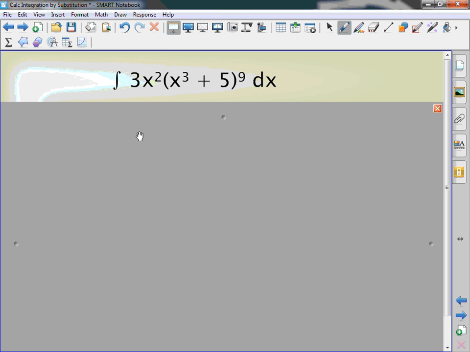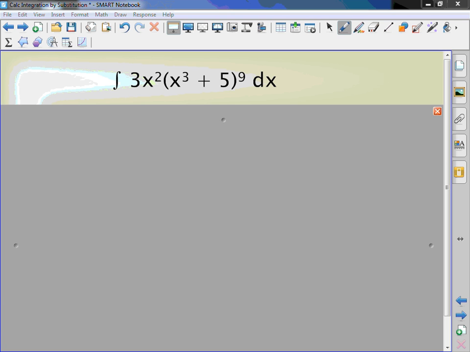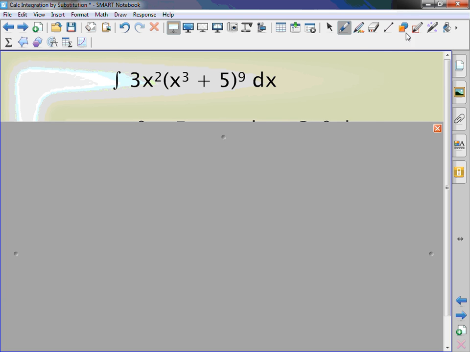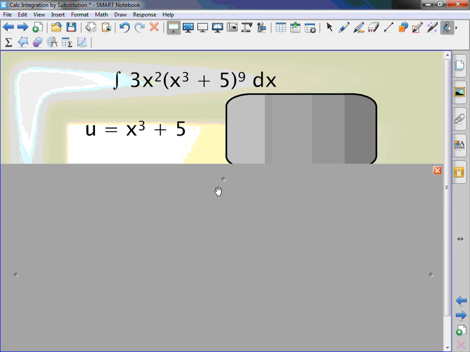That's the integral of 3x squared times the quantity x cubed plus 5 to the 9th dx. What do you want to call u? In the parentheses. So I'm going to let u equal x cubed plus 5. You can pick whatever, but usually you're going to pick what's on the inside of parentheses.